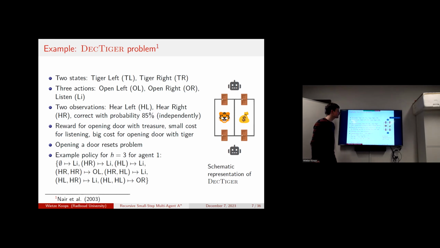Actually, it's better if they both open the door with the tiger. Then it's only -50. I mean, these values are just made up. Originally, there was a POMDP benchmark, and then someone said, okay, I need Dec-POMDP benchmarks to make this benchmark. It's just sort of the classical problem.